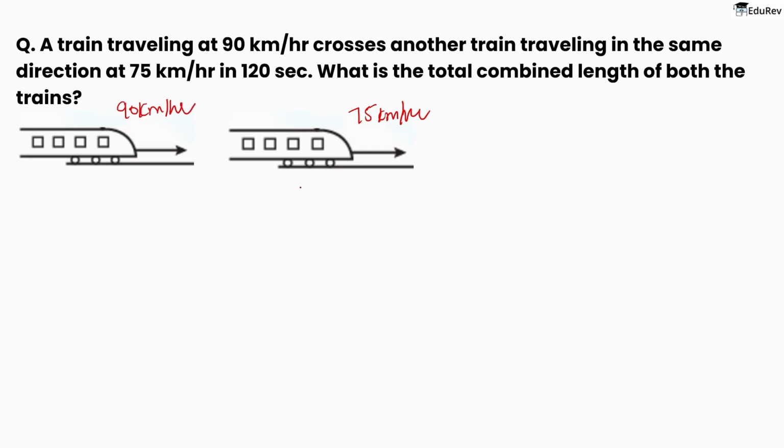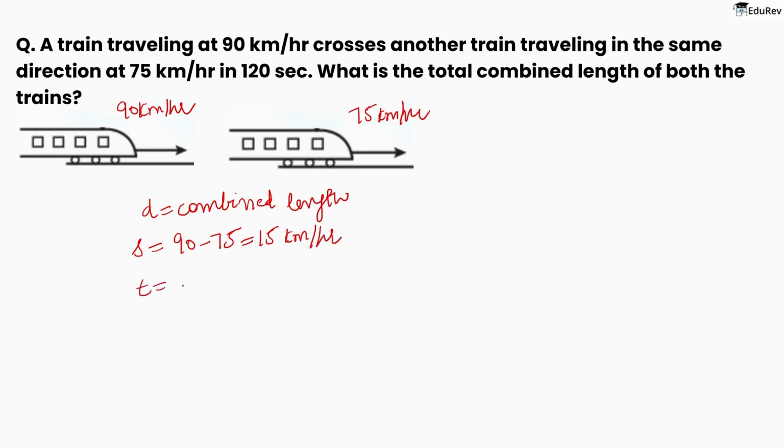As we have learnt, the distance traveled by the faster train to cross the slower train is the combined length of the two trains. And the speed is the relative speed between the two trains. As both the trains are moving in the same direction, the relative speed will be the difference of speeds between the two trains, which is 90 minus 75, that gives us the relative speed as 15 km per hour. And the time taken is 120 seconds.